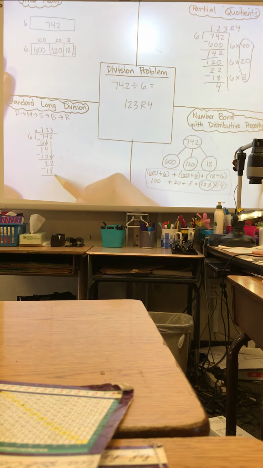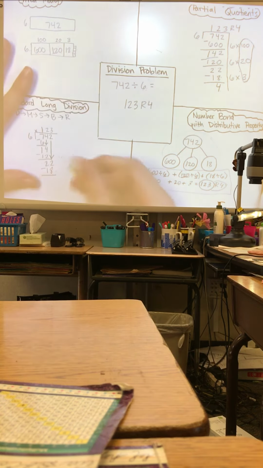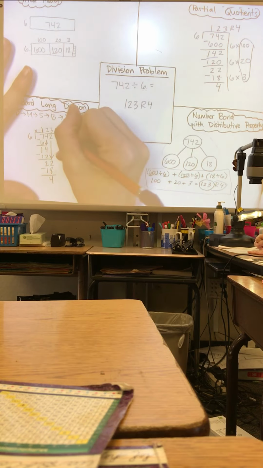I have the same problem here. 22 subtract 18 equals 4. If I put 18 in my head and count up, I could go 18, 19, 20, 21, 22. So then my answer is 4. Again, I get the same answer.